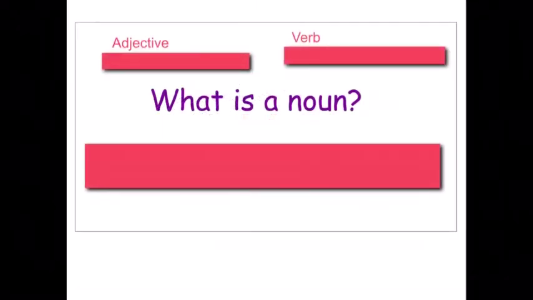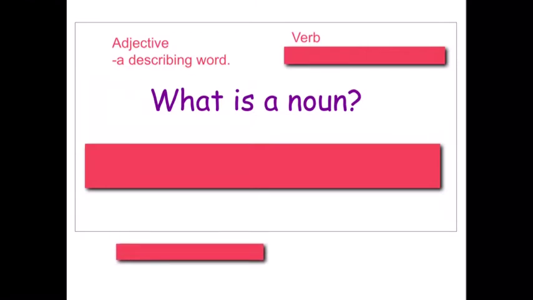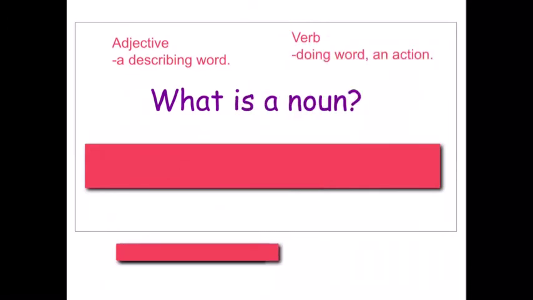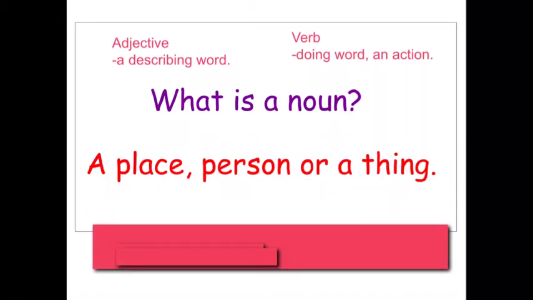This lesson focuses on nouns. Previously we had looked at adjectives. Adjectives are describing words. So for example, huge, large, small, angry, hot, expensive. They're all adjectives. Whereas verbs are doing words or actions. So for example, skipping, jumping, sleeping, snoring, they're all verbs. In that case then, what is a noun? Well, a noun is simply a place, a person, or a thing.